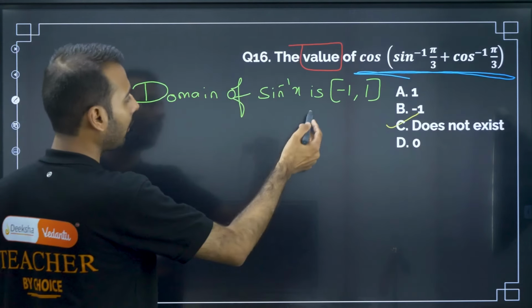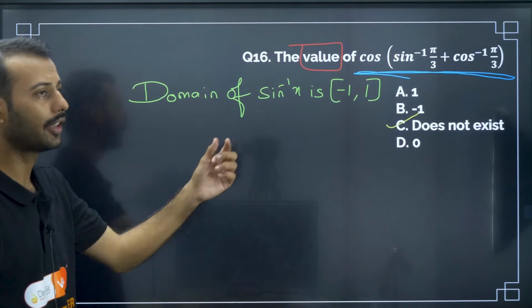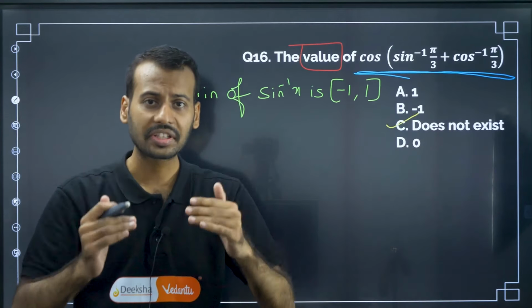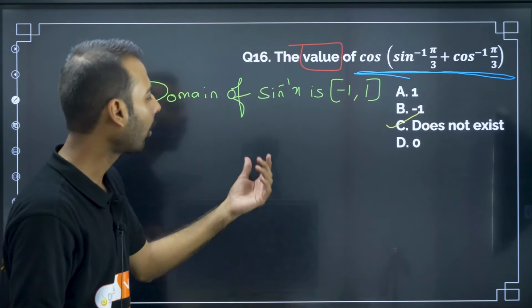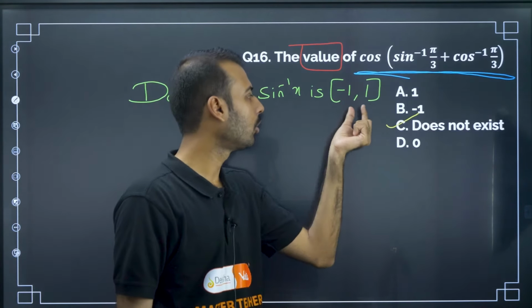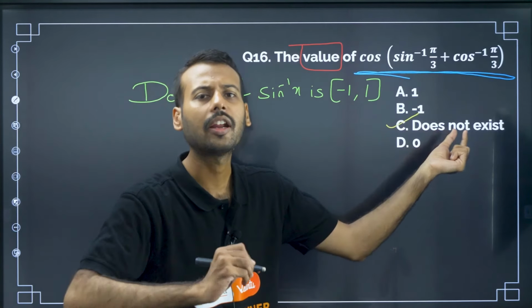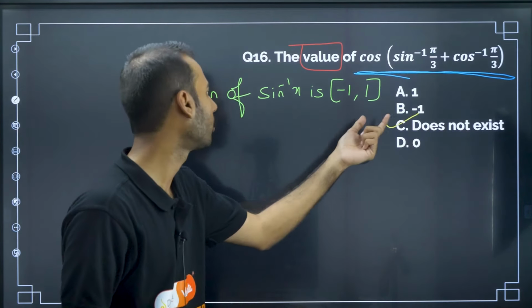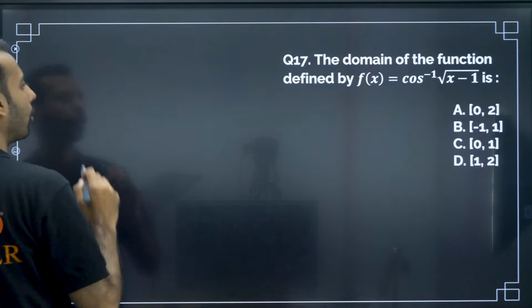Only see here, if you know this point, so that's why I said you should know the domain and range of all 6 trigonometric functions for solving related problems. If you know it, it will hardly take 1 or 2 seconds. So don't leave inverse trigonometry. Moving on to the next question.